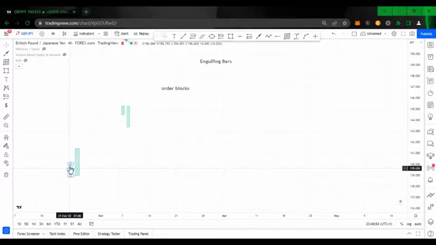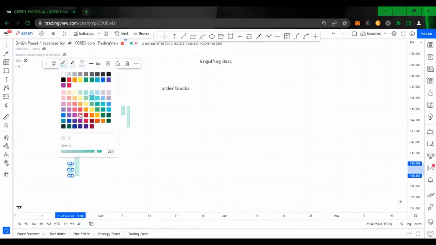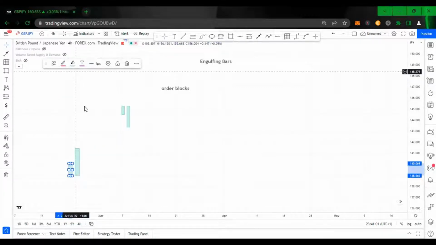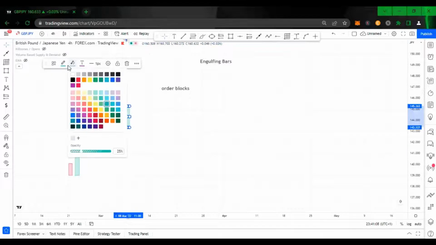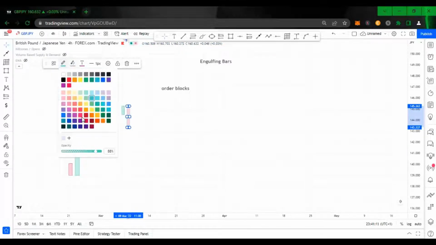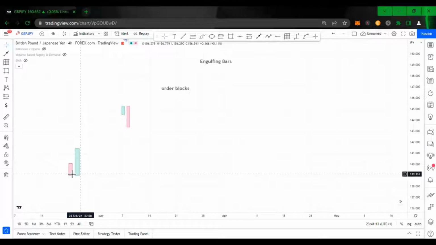So let me try to change this color to red as well. Yes, and this is the bullish one, right? So I change this one to red as well, so you understand what I'm saying. So this is the bearish candle and the bullish candle, and the bearish candle. These are engulfers. Now, when you see this engulfer, you say, oh, there's a bullish momentum in the market. The market is trying to move upward at this time. And when you see something like this, you say there is a bearish momentum.